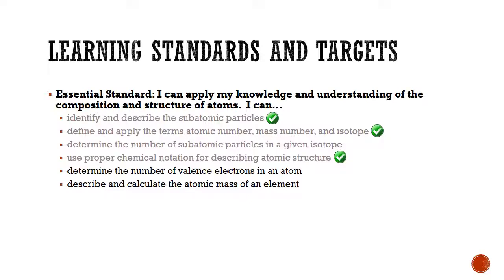So looking at our learning targets here, we have determined the number of subatomic particles in a given isotope. And the last learning target we'll cover on this video is this next one here: determine the number of valence electrons in an atom. This last learning target on this standard we will cover in the next video.